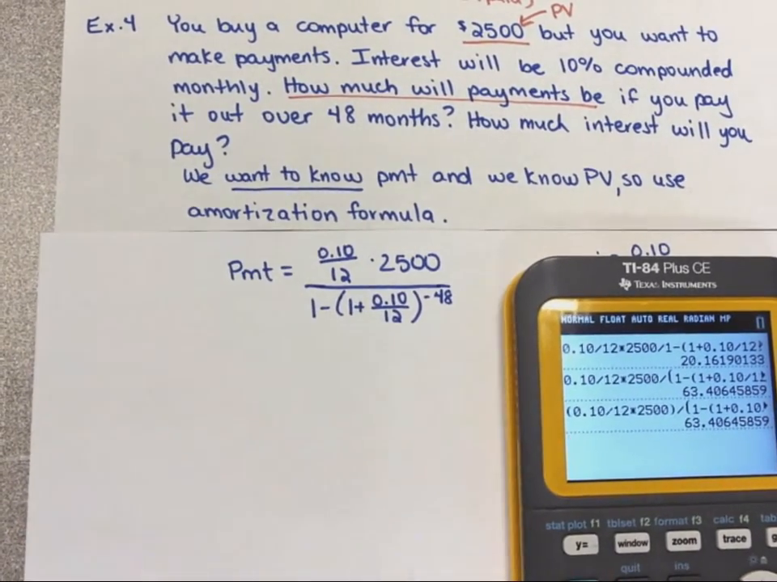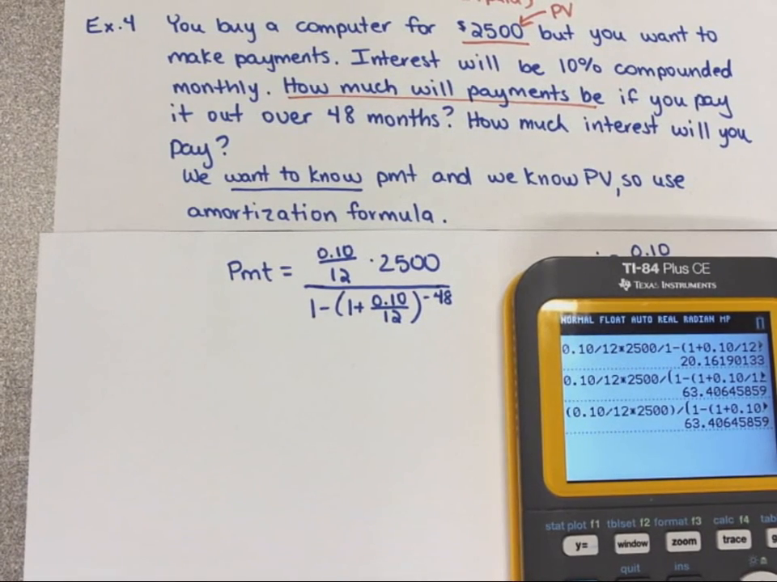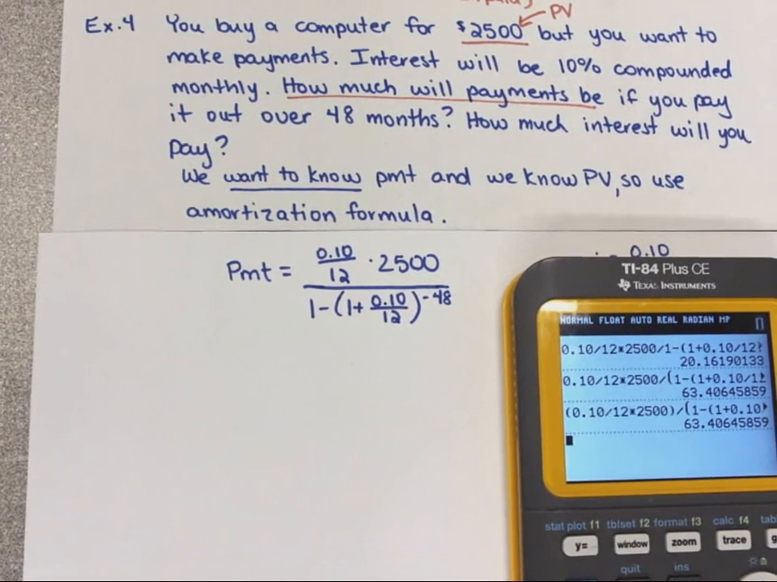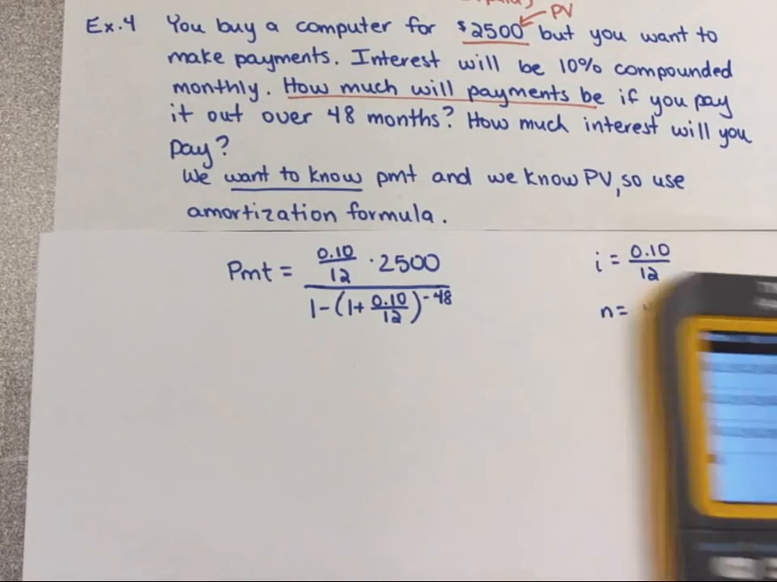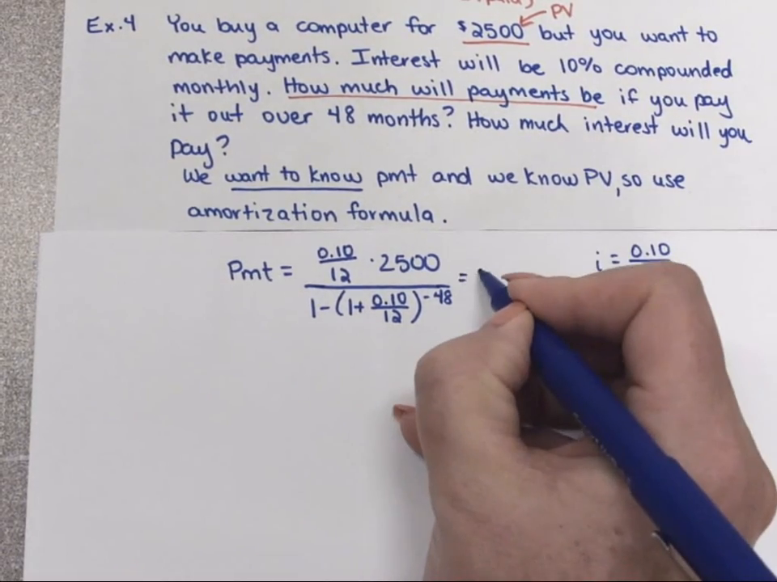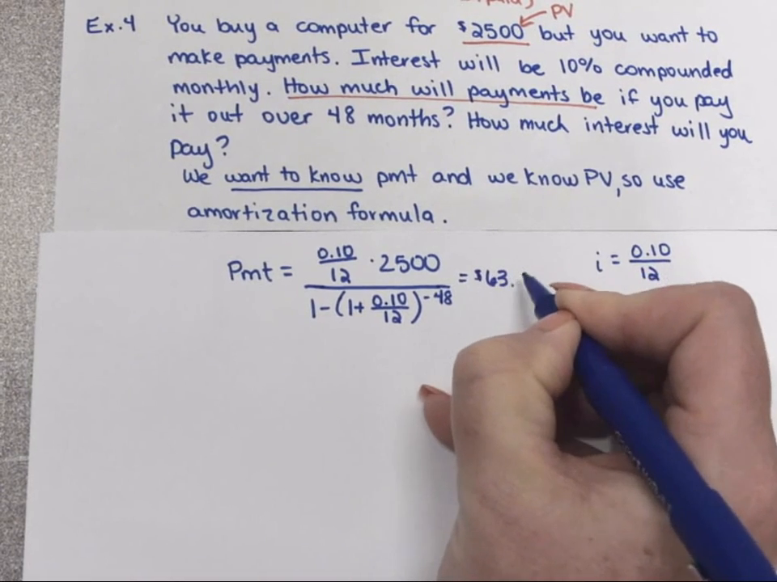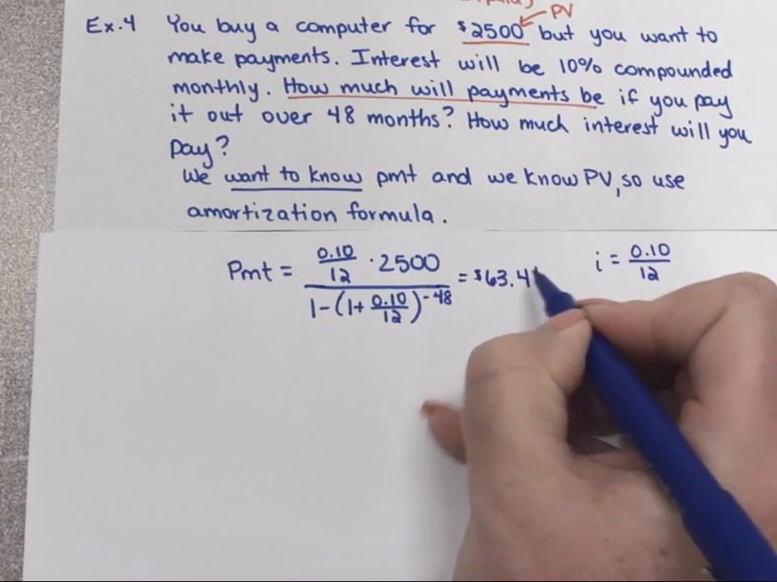Okay, so notice. See how it didn't actually matter if I had them on the top. That's what I was saying. The top is not so important because we're really just doing the top first anyway. If you don't have parentheses around the bottom, you do the wrong thing first, is essentially what it is. You change the order of operations. So the payment is $63.41.